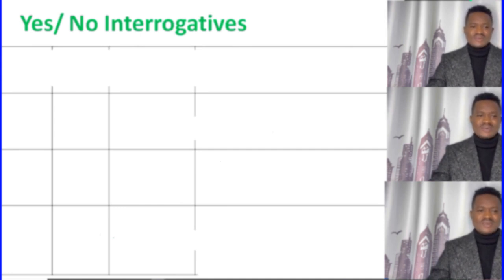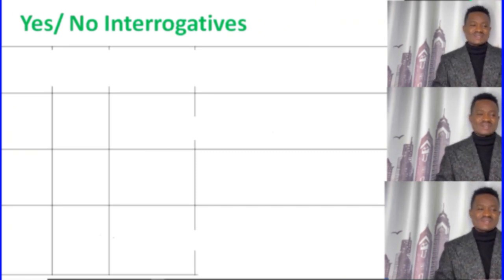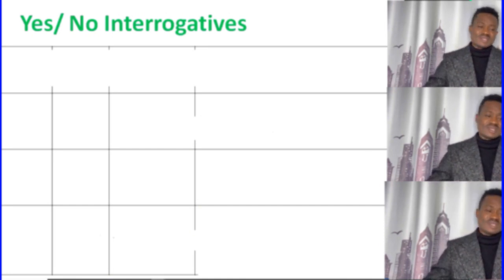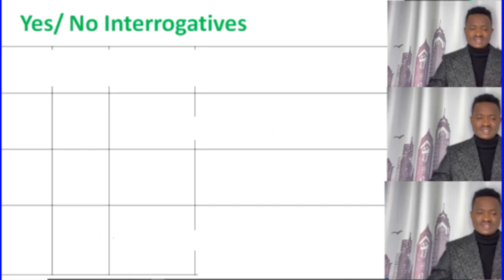Yes and no question. So this is interrogative. We're going to talk about yes and no questions, and the next one is going to be the double-it question. Let's talk about yes and no questions, the interrogative form. Let's just try to analyze.